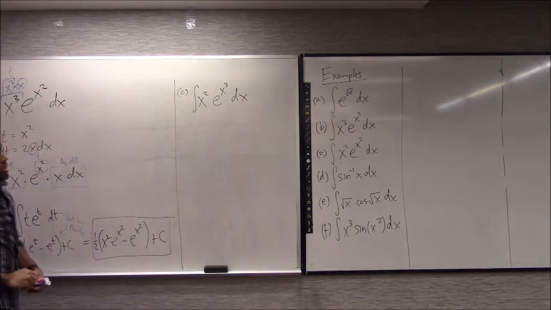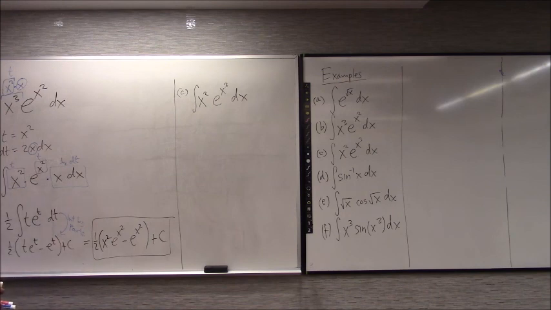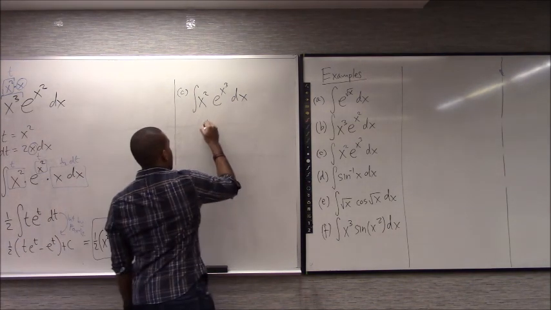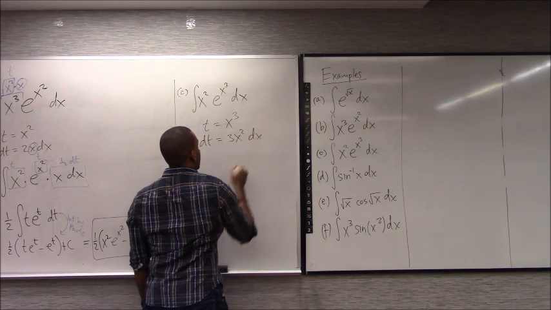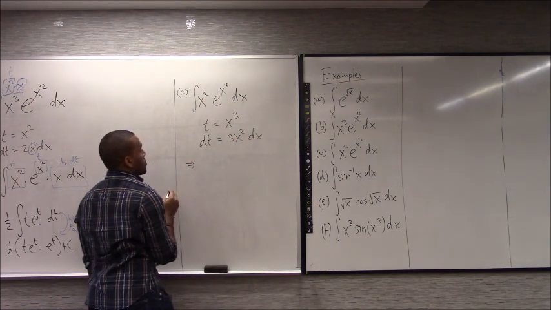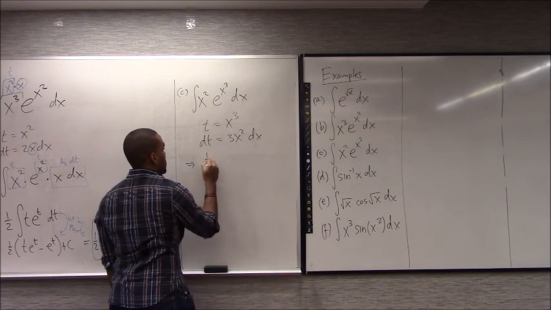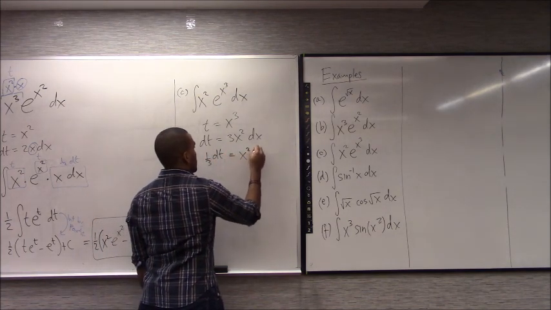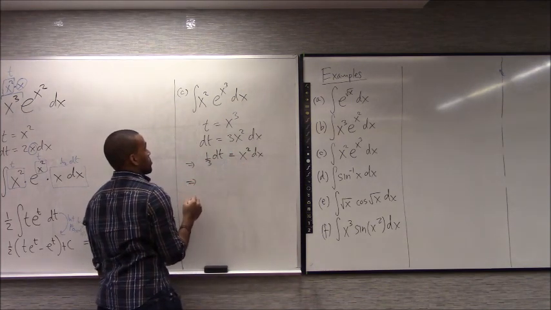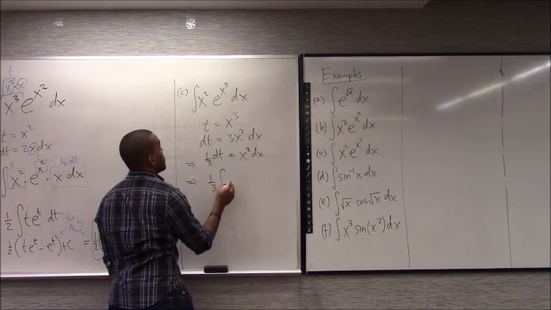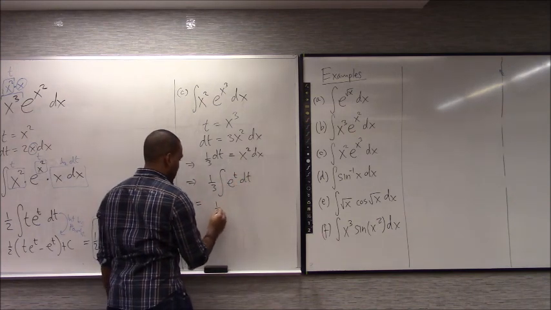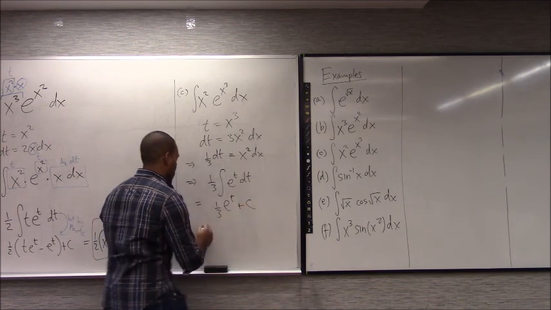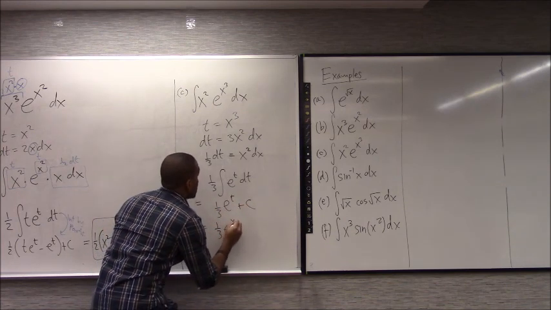What'd you do with this one? Let x cubed be t. Then dt is 3x squared dx. And then dt over 3 equals x squared dx. And then just substitute. Right, so we have 1/3 times the integral of e to the t dt. No integration by parts necessary. That one was a trick question. 1/3 e to the x cubed plus c.